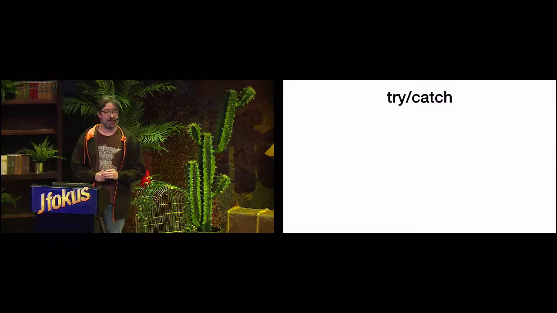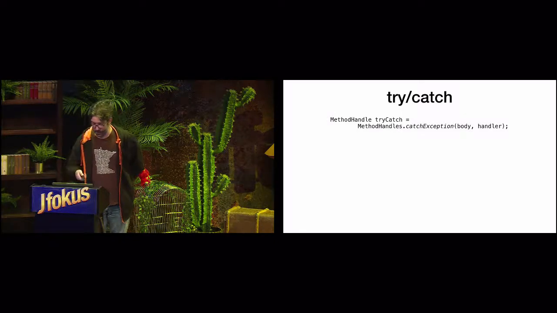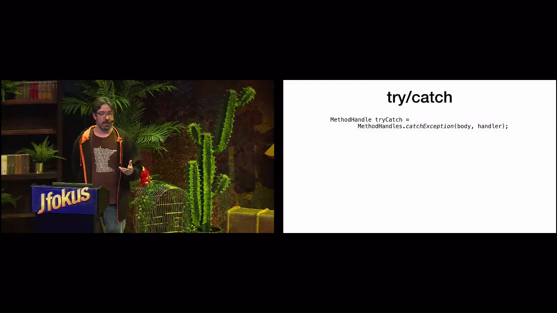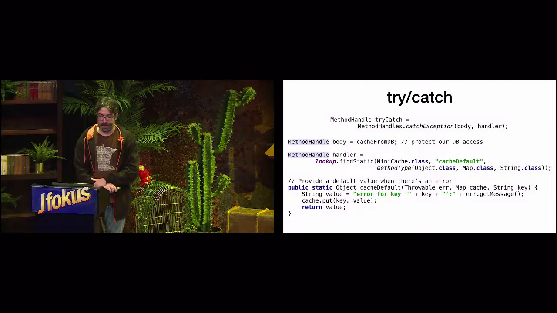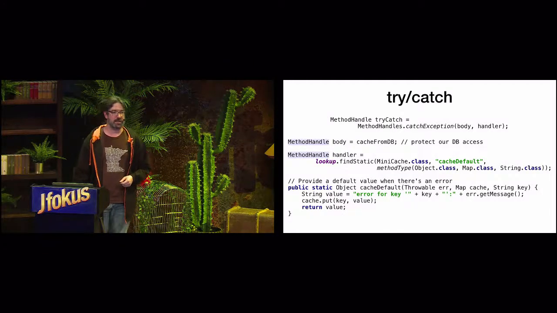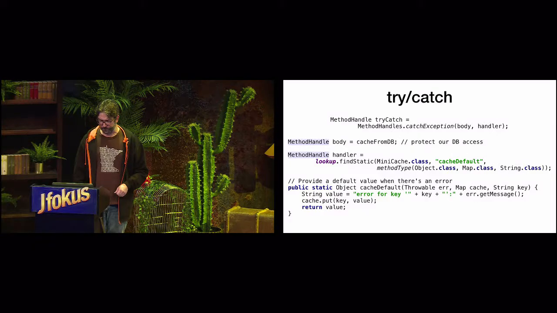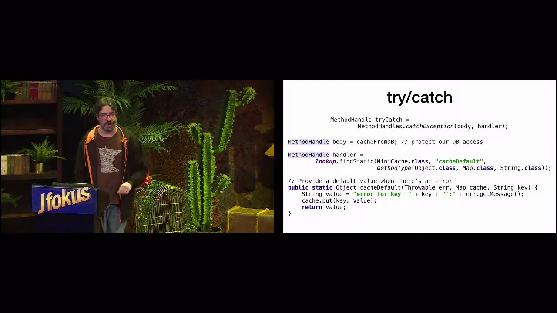Another example is the try-catch combinator in the MethodHandles API. This is just catchException. And there's a typo here. It's catchException, and it takes an exception you expect might be raised, like a catch block, the body that you want to protect, and the exception handler that you would pass to. So here, in this case, we want to wrap a little logic around our database access. In case there's some error calling into the database, some error looking up this key, we're going to wrap it in the cacheDefault method. So in this case, if any exception is raised, we will fall into the cacheDefault. It will put some error information into our cache, and then proceed to return that value to us.